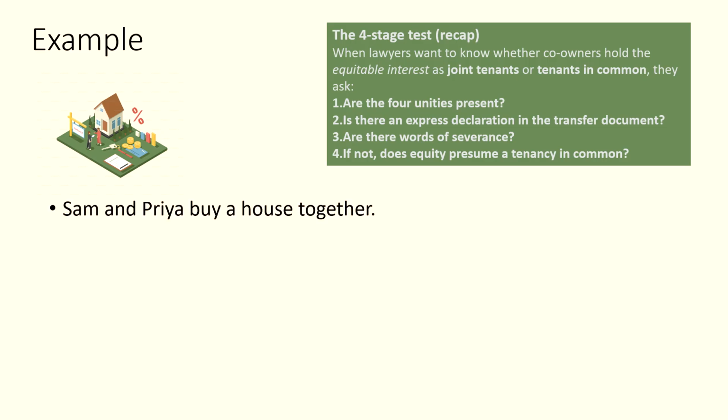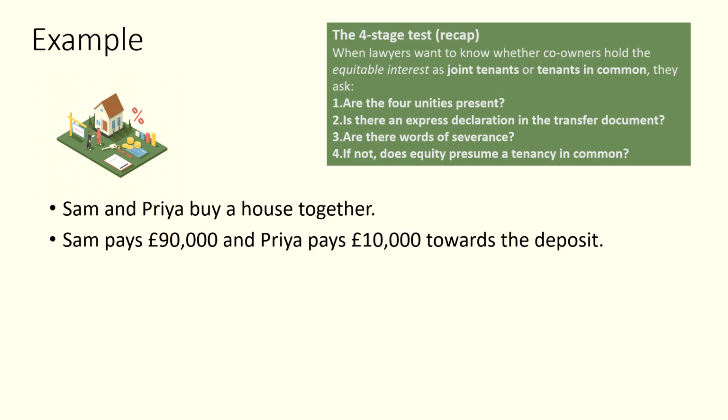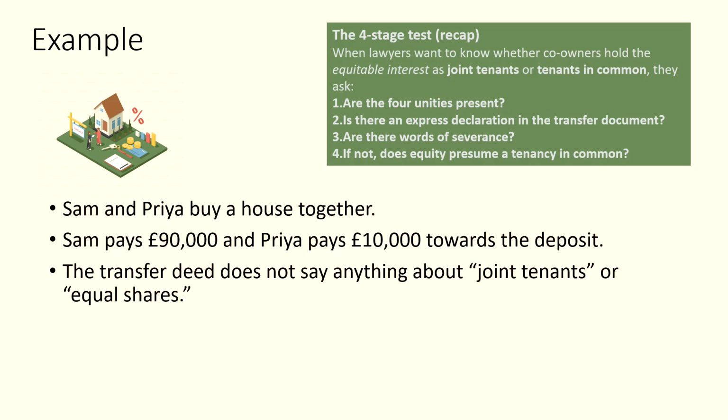So let's assume we have a couple, Sam and Priya, who decide to move in together and buy their first house. Now Sam earns a lot more money, and so he agrees to pay £90,000 to the deposit, whereas Priya doesn't earn that much money, so she can only afford to pay £10,000 towards the deposit, so a bit of an unequal contribution there.